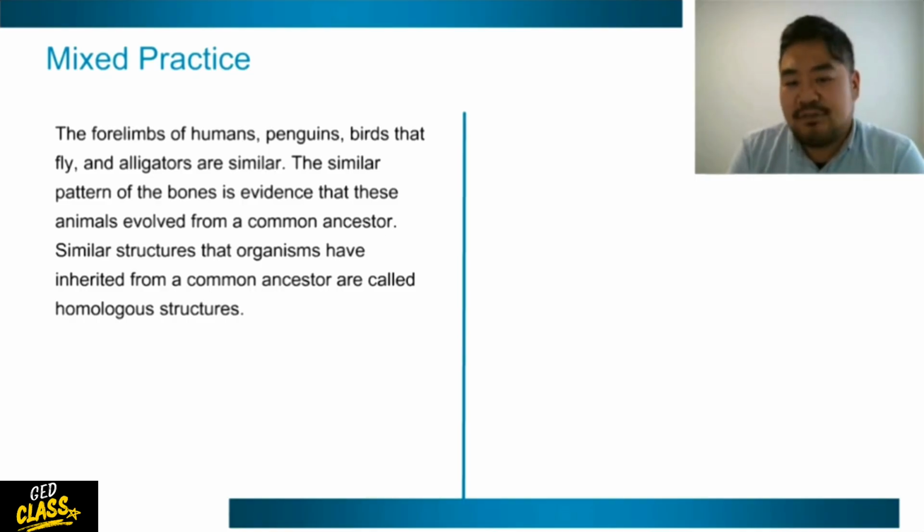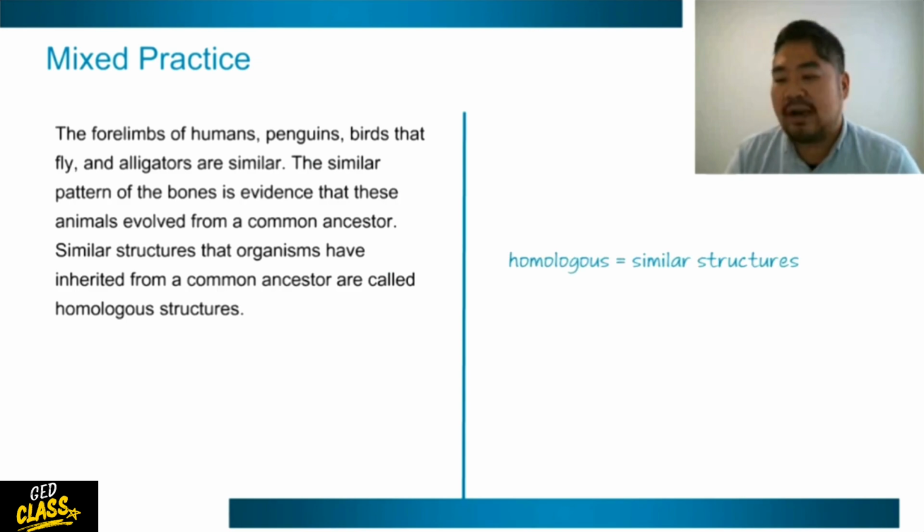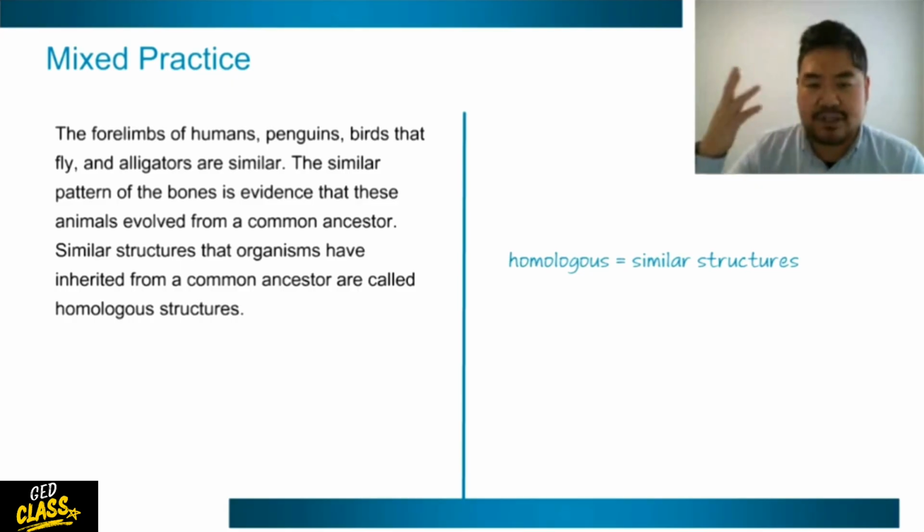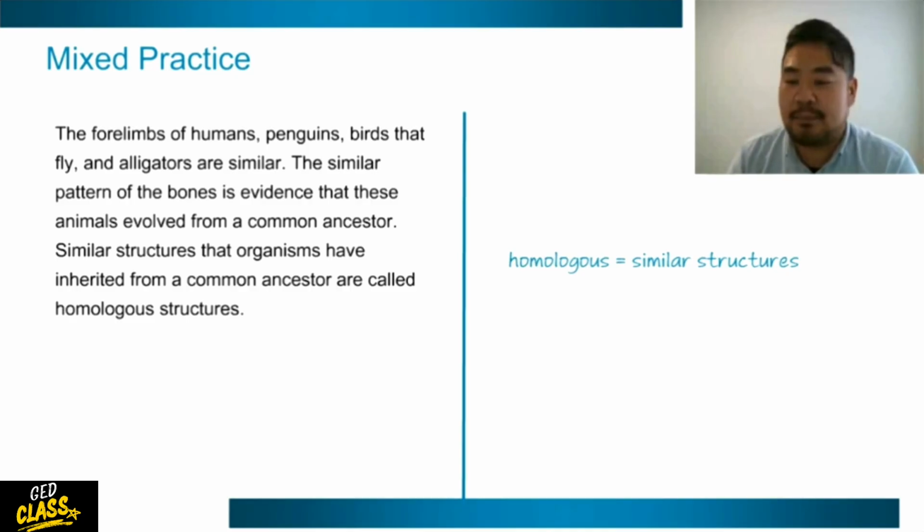So we see here it says the forelimbs of humans, penguins, birds that fly, and alligators are similar. The similar pattern of the bones is evidence that these animals evolved from a common ancestor. There's other stuff here, but notice towards the end they bring up the main point. They're defining for us what a homologous structure is: when creatures are homologous, they have similar structures. So they're giving us this list of humans, penguins, birds that fly, and alligators as examples of homologous organisms, basically organisms that have similar structures.